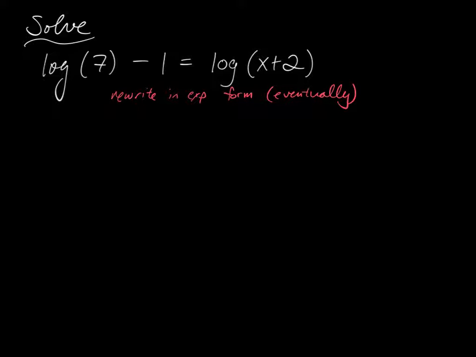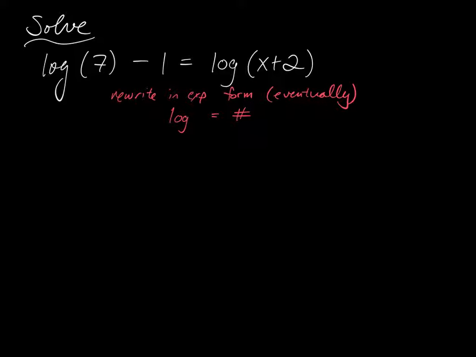We can't quite do it yet. We can only rewrite in exponential form when you have a log equaling some number. And we clearly do not have that form up here. So let's see. Maybe we should get all the logs on one side. I think that's going to be a good idea.